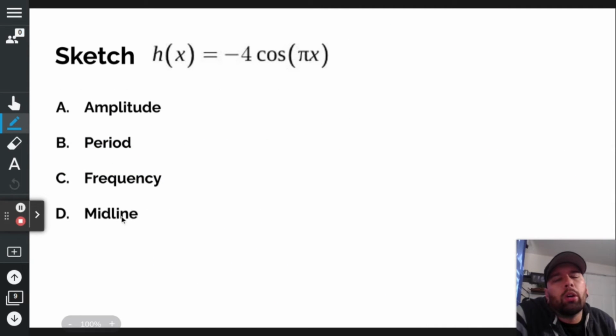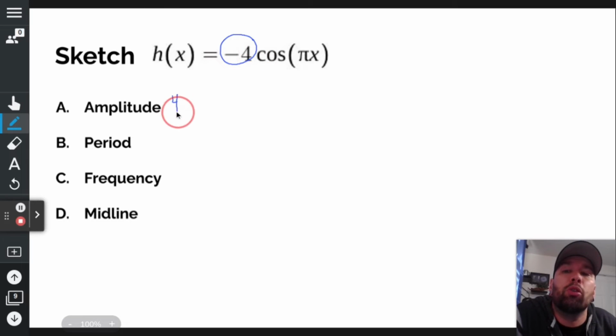All right, now we're going to sketch negative 4 cos pi x. We are comparing this to a sinusoidal equation. Actually, instead of sketching first, let me answer all of these. We're comparing this to something sinusoidal, which in this case doesn't involve any shifting. All we have to worry about is the negative 4 in front of cosine, which means the amplitude is 4.